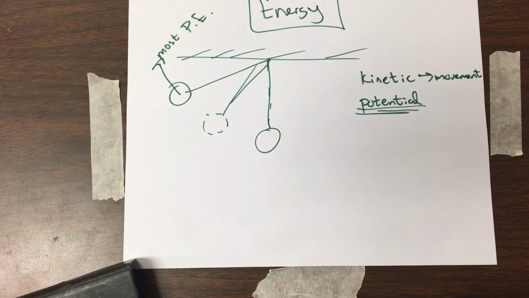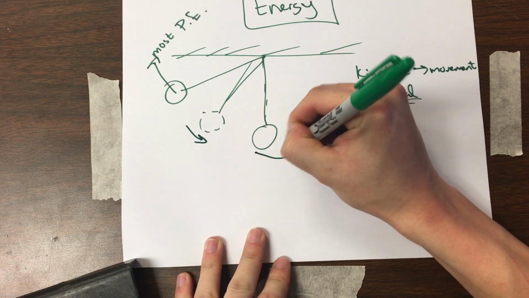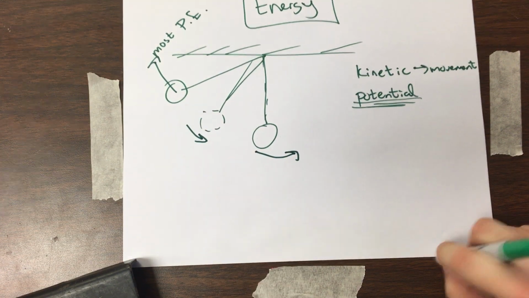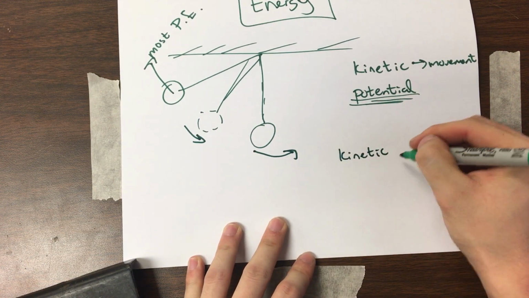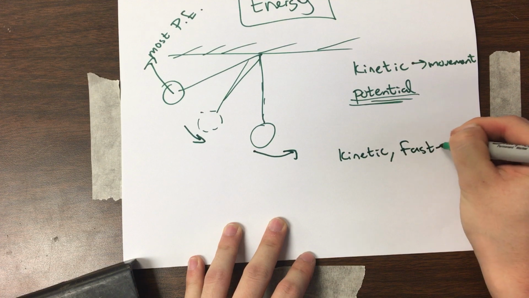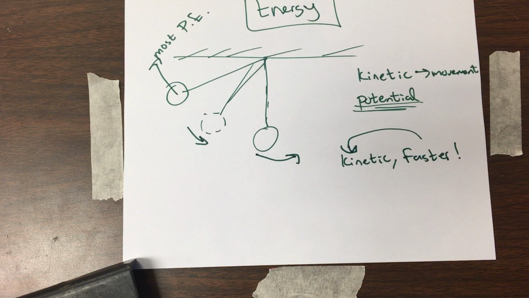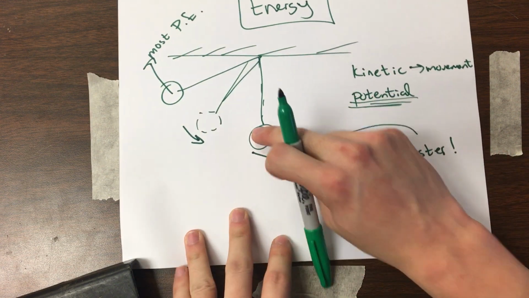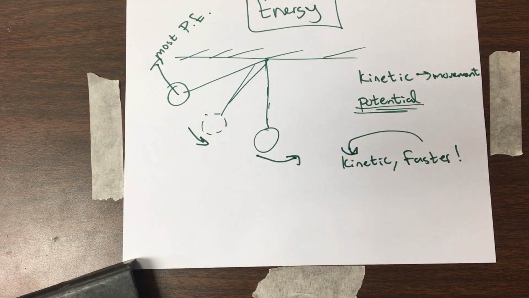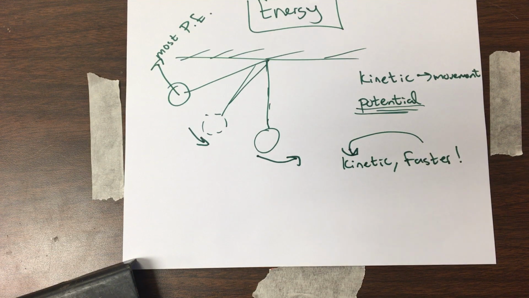Kinetic energy is the energy of movement. Once you let the pendulum go, it swings. The faster it's moving, the more kinetic energy. When you let the ball go, it moves slowly, and right here it's moving fastest. So when it's moving fastest, it has the most kinetic energy, and when it's highest in the air, it has the most gravitational potential energy.